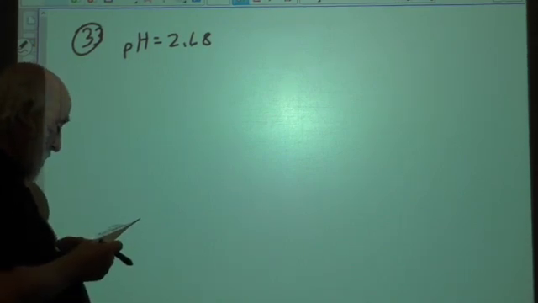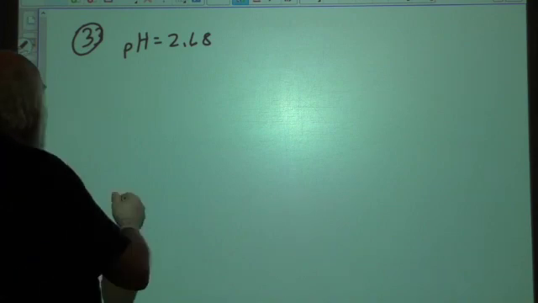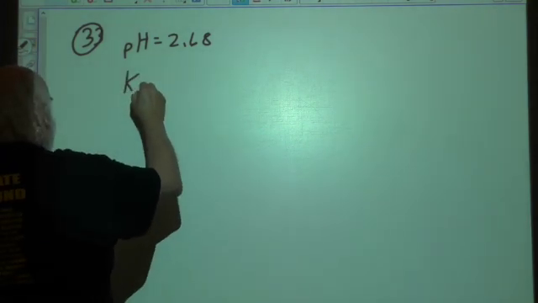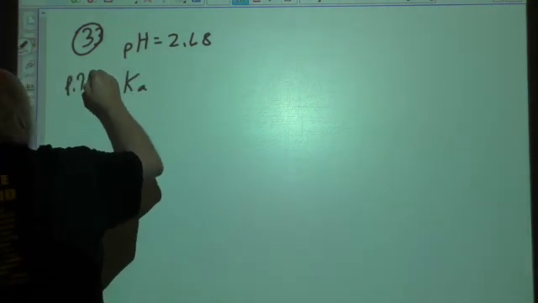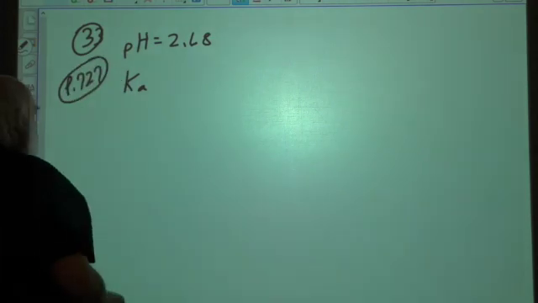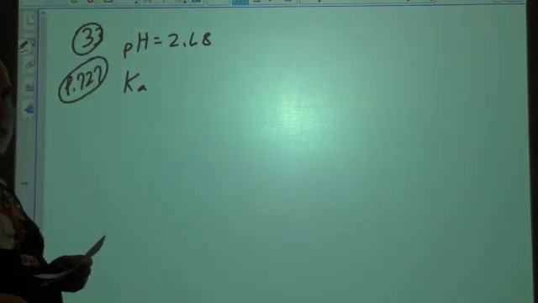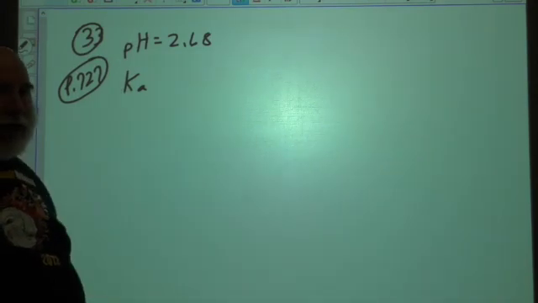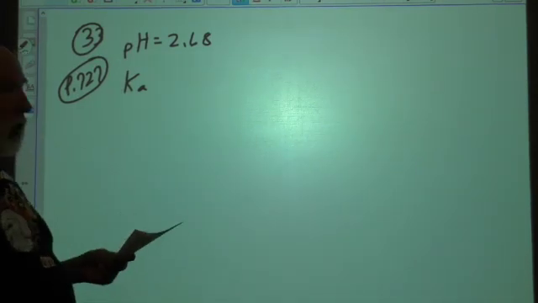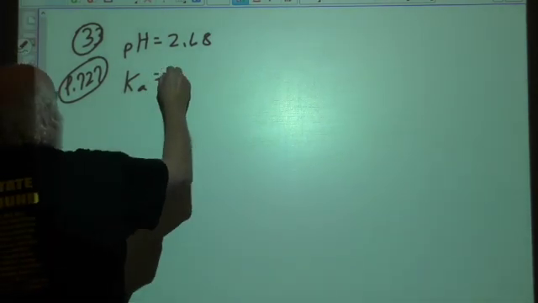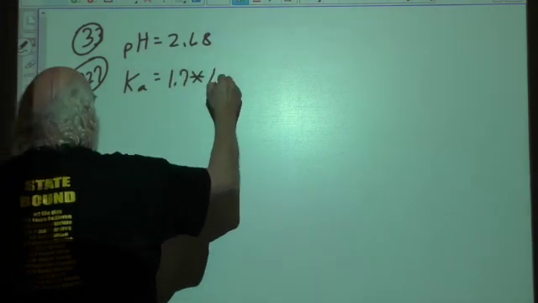They tell us that this is acetic acid. So we have to go to the chart, page 727. So make sure you're using that chart for your weak acids. When they say, oh, here's a weak acid, you need to find it on that chart. And that is equal to 1.7 times 10 to the negative 5th.